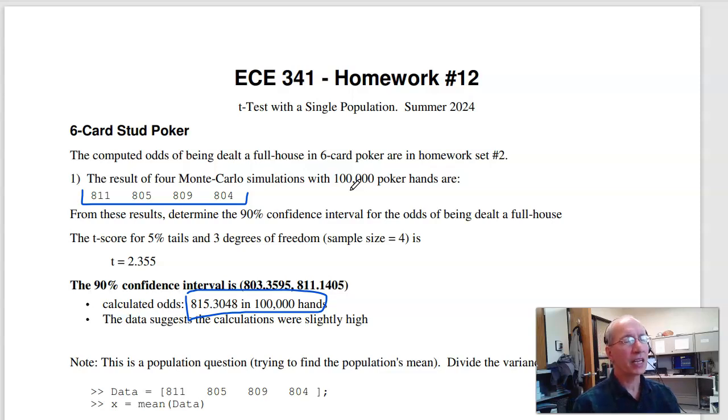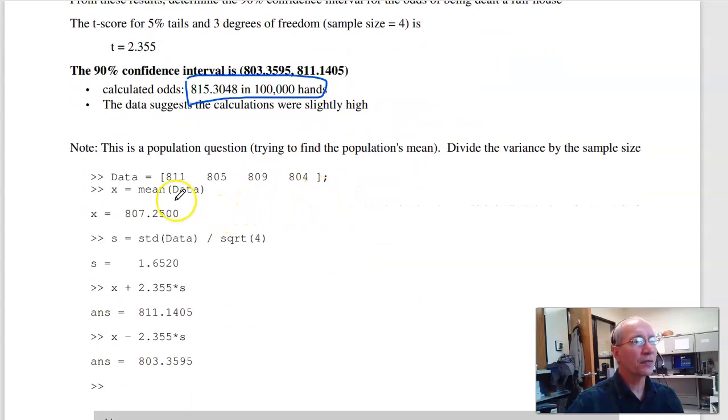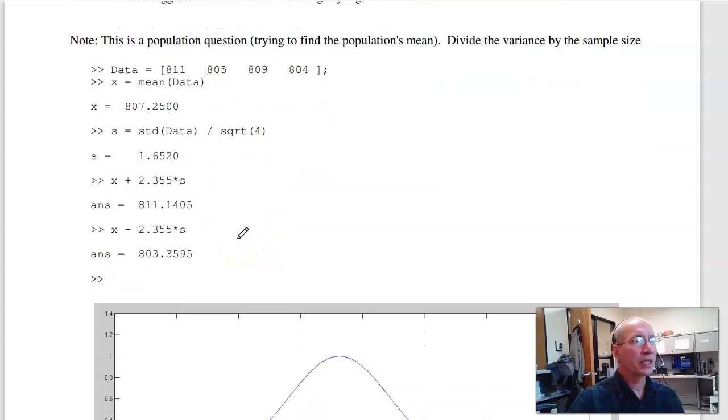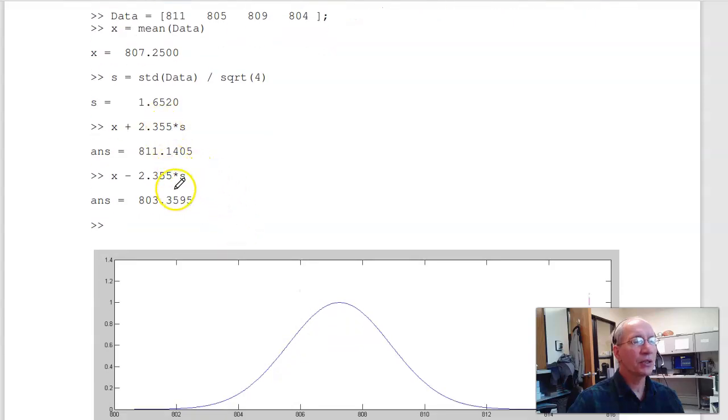Well, I can't tell the odds exactly, but I can give you a confidence interval. So given the data, I can find the mean, find the standard deviation. In this case, I'm actually looking for the population's average. So since this is a population question, I divide by the square root of n. Then the 90% confidence interval is go left and right, 2.355 standard deviations. This is the t-score for probability of 0.05, that's 5% tails, with a sample size of 4, meaning 3 degrees of freedom.